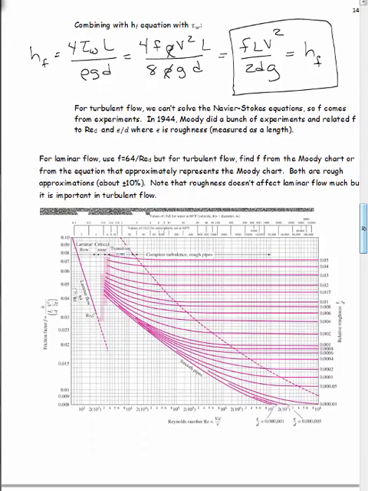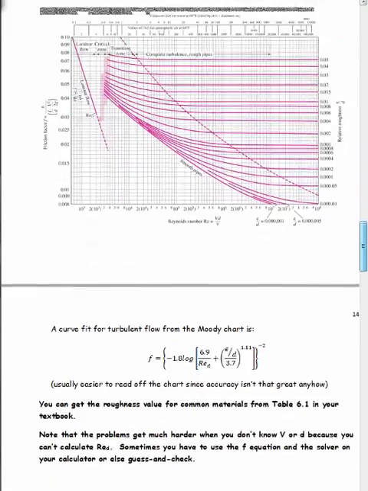Okay, so we can't find f for turbulent flow from Navier-Stokes. So we go to experiments, and someone back in 1944, L. Moody, did some experiments with pipes and came up with the Moody chart. The Moody chart is what we use to find f. So basically find your Reynolds number, find your roughness value, go over where these lines meet, and then you can go and read your friction factor from the left. Plug that in and find HF. That's how you use a Moody chart.